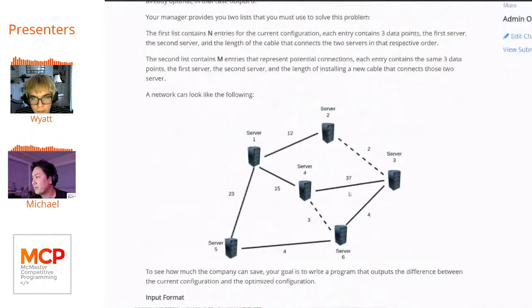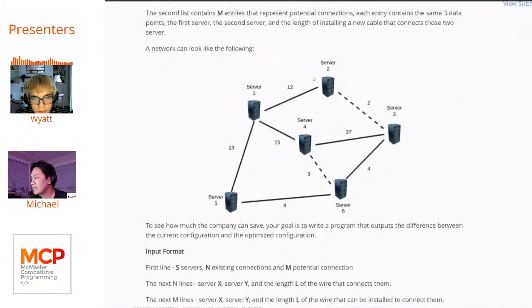So this is the initial server setup. So this one could be optimized. So right here we have server 4 connecting to server 3, and that's using a weight of 37. But we can get rid of this 37 and use this cable of length 2 instead. Right? So that makes sense.